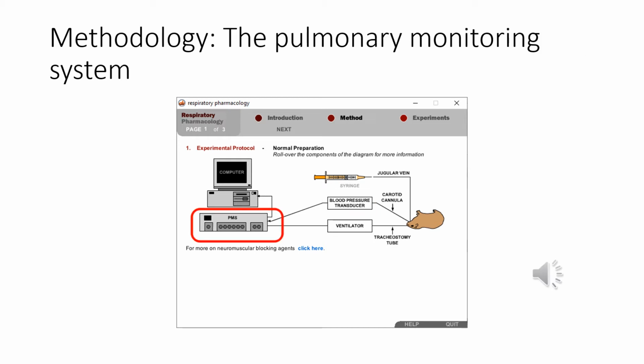The pulmonary monitoring system. Signals for airflow, transpulmonary pressure, and arterial blood pressure are amplified and fed via an analyzer to a digital converter and to a personal computer. Lung resistance and dynamic compliance are calculated by using the pulmonary monitoring system dual software.